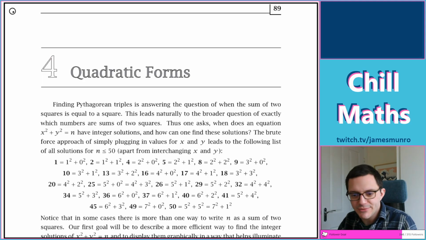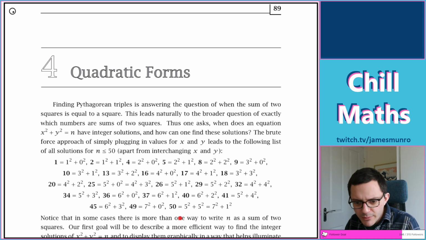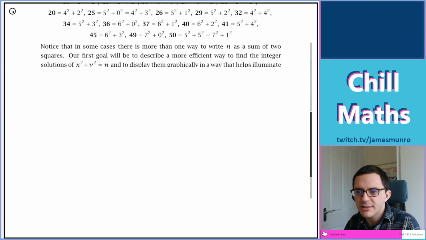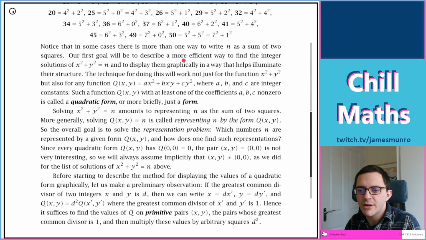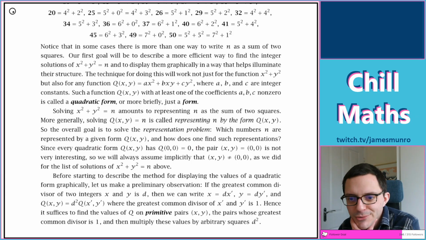Okay, plug in values for x and y, and you get these solutions. Some of these can be written in 2 ways, right? So 25, how have they done 25? Oh, there it is, 2 ways. Nice. In some cases, more than 1 way. Good. First goal would be to describe a more efficient way to find the integer solutions. Ooh, okay. And display them graphically. Yes, please. The solution for doing this will work not just for the function like this, but also the function like that.